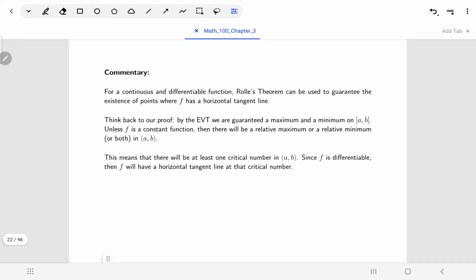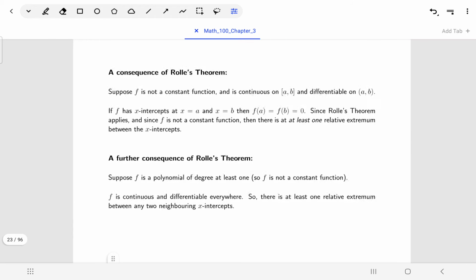So what we found is, unless we've got a constant function, you're always guaranteed that if f of a and f of b are equal to each other, we're always going to have one critical number at least in our interval. And since we've got a differentiable function, that critical number happens because we've got a horizontal tangent line, not because the derivative is undefined.